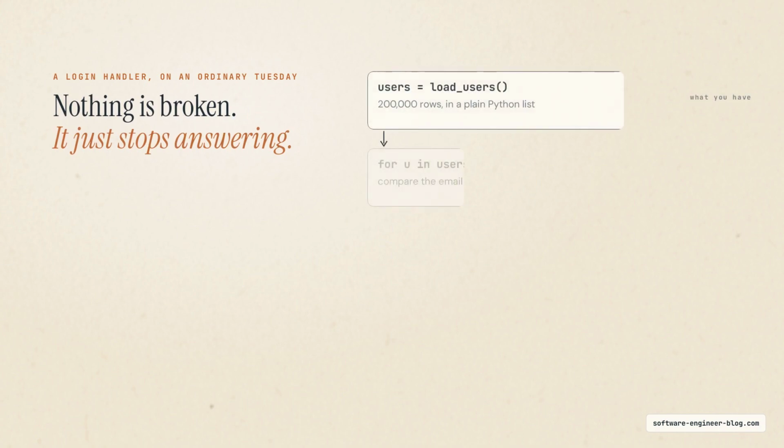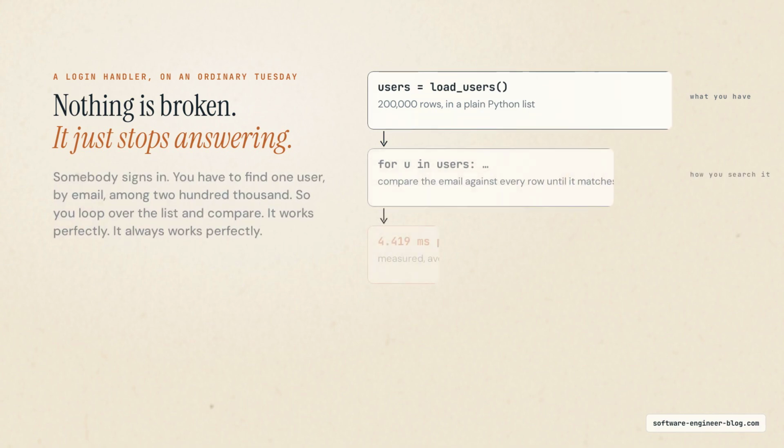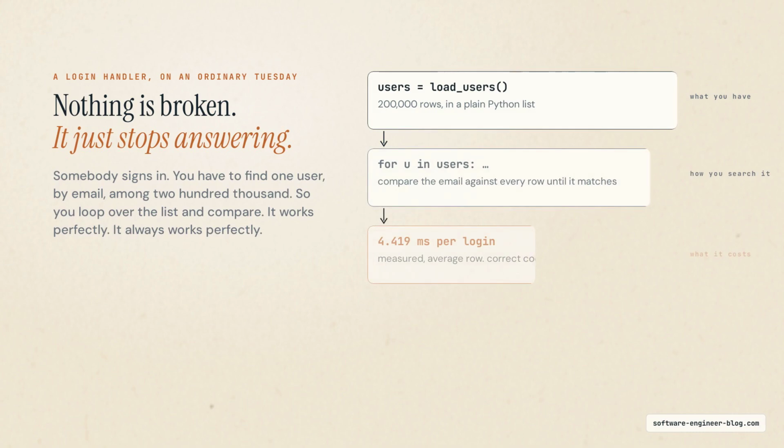You have 200,000 users sitting in an ordinary list. Somebody signs in, and your code has to find one of them by email address. So you do the obvious thing. You loop over the list and compare every row until you hit a match. This code is correct. On my machine, it takes 4.4 milliseconds.